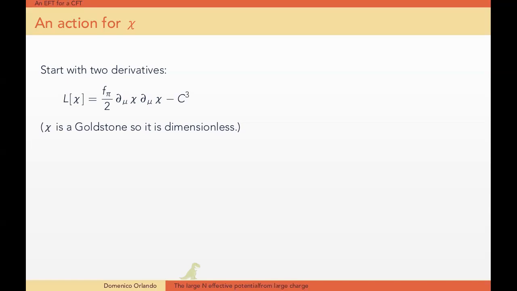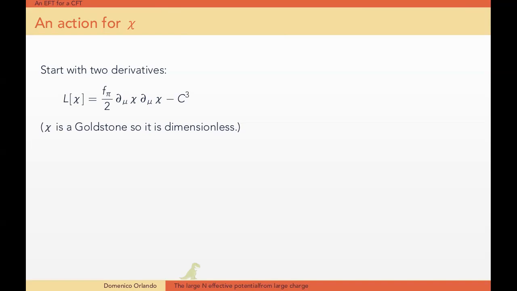But clearly, this is wrong, right? We want to describe a system that is a conformal field theory, so it's approximately scale invariant, so there's no way you have dimensionful couplings in this thing, right? But we know what to do with it. How do we turn this into something useful?